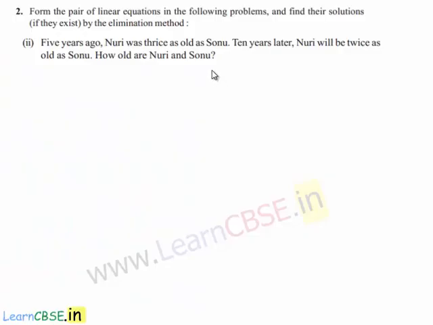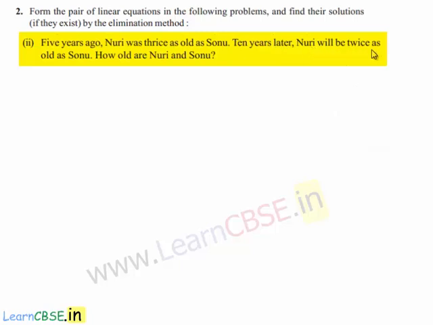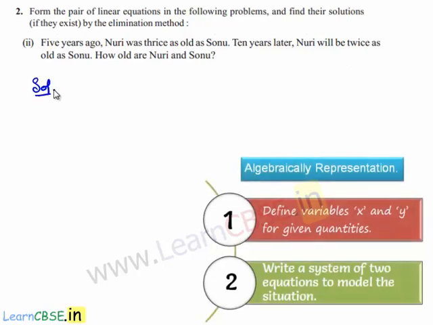Coming to the second bit, 5 years ago, Nuri was thrice as old as Sonu. 10 years later, Nuri will be twice as old as Sonu. How old are Nuri and Sonu? So let us see the solution of this problem. So let the age of Nuri be X and age of Sonu be Y.